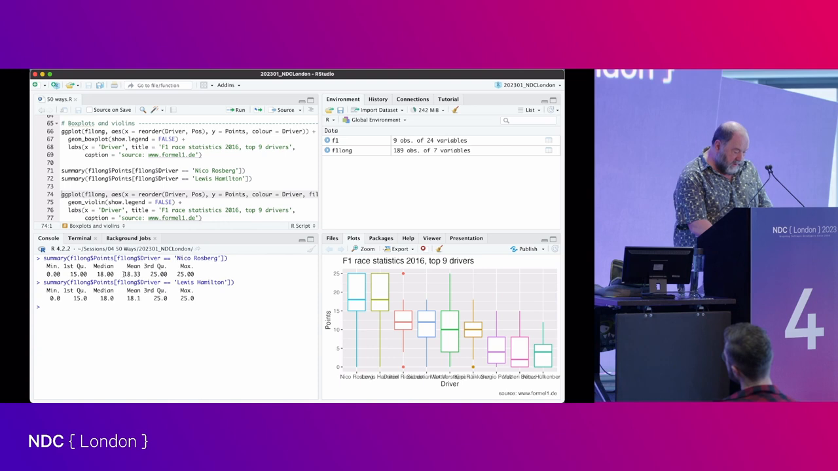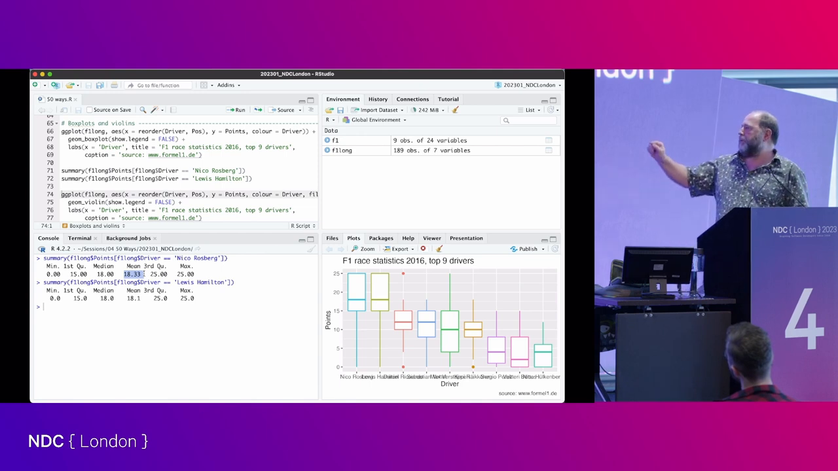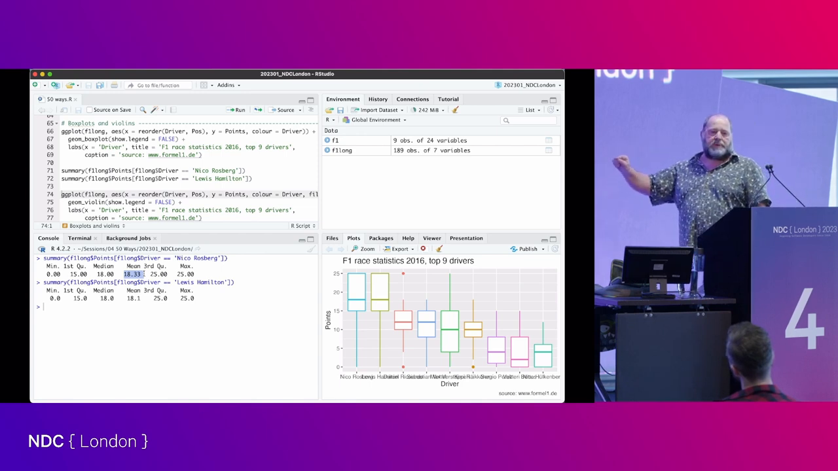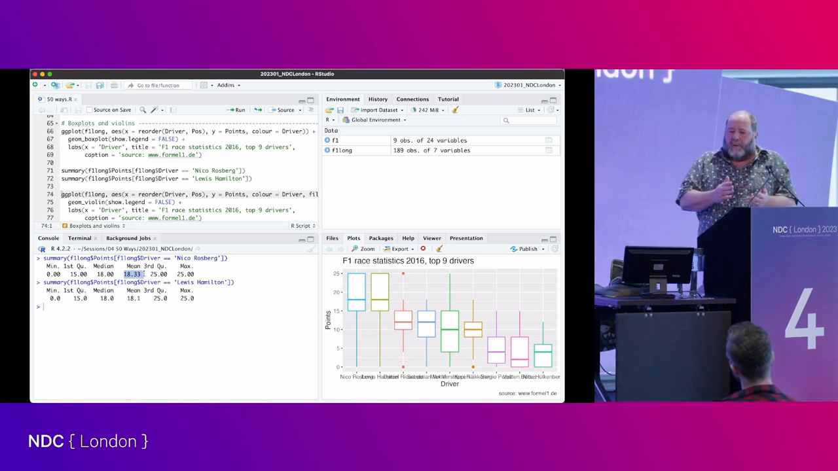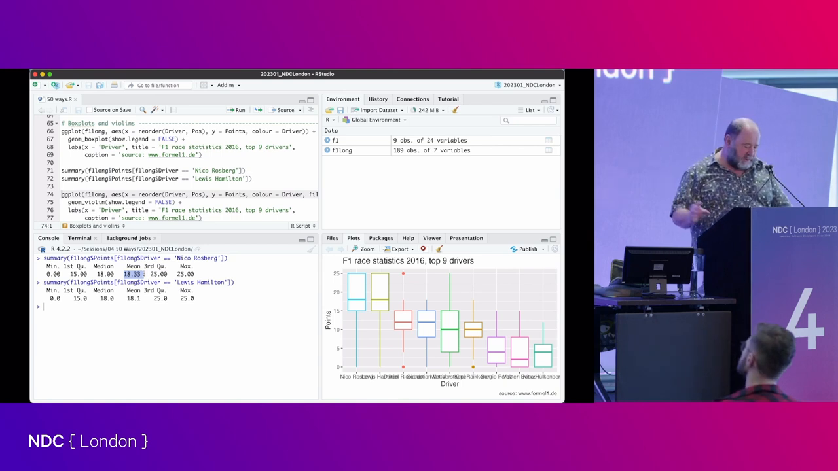Where Rosberg has a bit higher mean value than Mr. Hamilton, but that is not part of the box plot. So you don't see it here, yeah? Because the mean is higher, of course, in the end, the end result is higher. But that's not represented in a box plot. So, yeah, I wouldn't call it already lying with statistics, but it's a bit of a tendency.